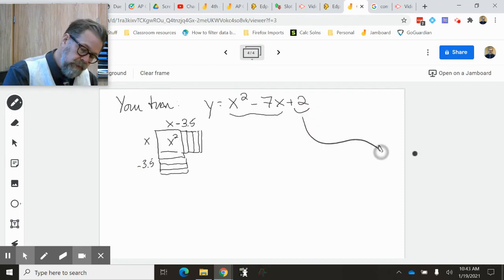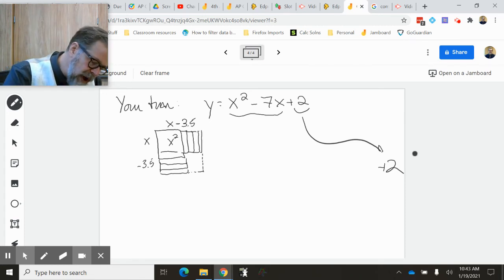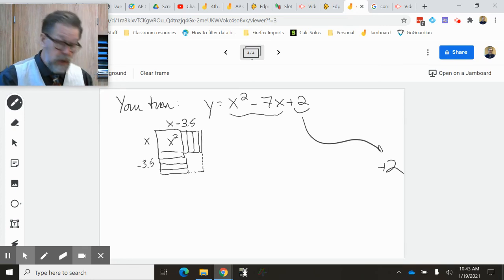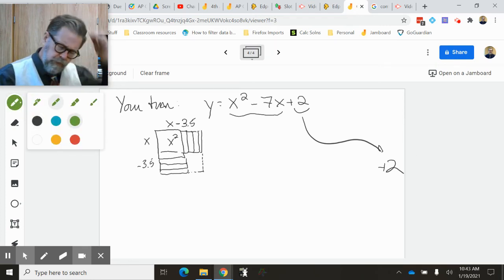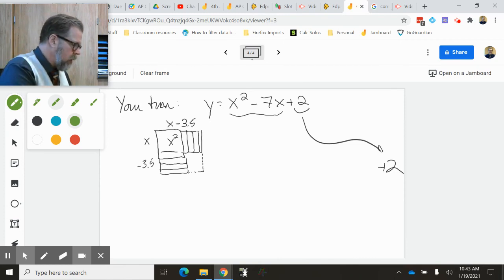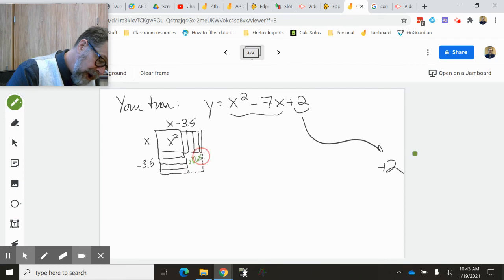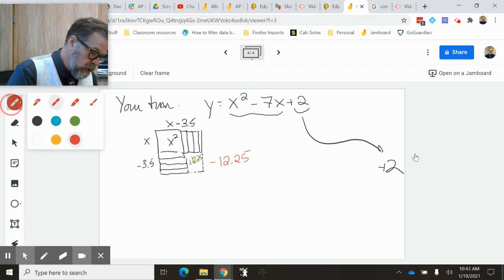My plus 2, setting it off to the side, I'll bring it back later. I turn this into a square by putting that little corner down there. Well, now notice that negative 3.5 by negative 3.5 is still going to be a positive. So 3.5 times 3.5, I don't know off the top of my head. So I get, here we go, 12.25. So this is going to be plus 12.25, which means that to keep that in balance, I need to subtract 12.25 from the whole equation.